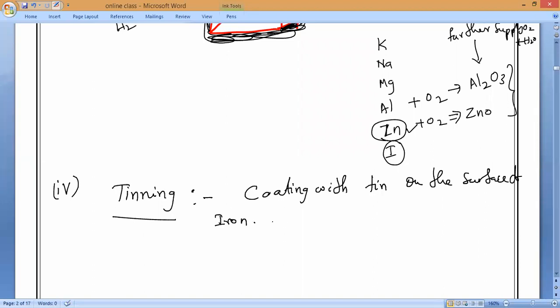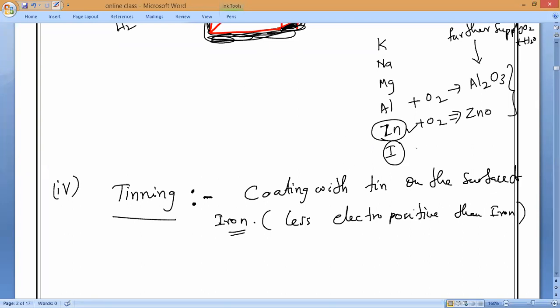Sir, how will tin protect iron from corrosion? Because tin is less electropositive than iron. Less electropositive than iron, so it won't react much with oxygen as well as water vapor. So a protective layer of tin also will protect the iron from corrosion or rusting of iron.